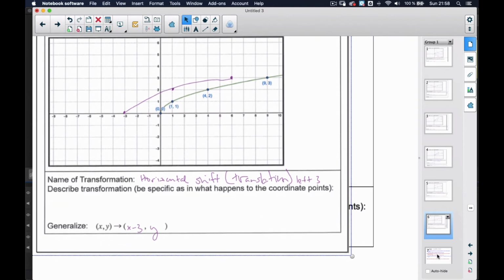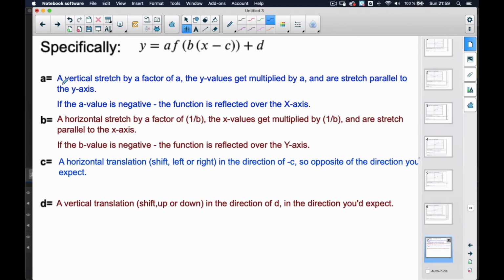And so to summarize what's going on, we can say a is a vertical stretch by a factor of a. The y value is multiplied by a and stretched parallel to the y-axis. So all the y values get stretched parallel to the y-axis. If the a value is negative, the function is reflected over the x-axis. So the a has 2 different things, and they both deal with the y-axis. D is here, and it is up or down. It is also a y-axis phenomenon.